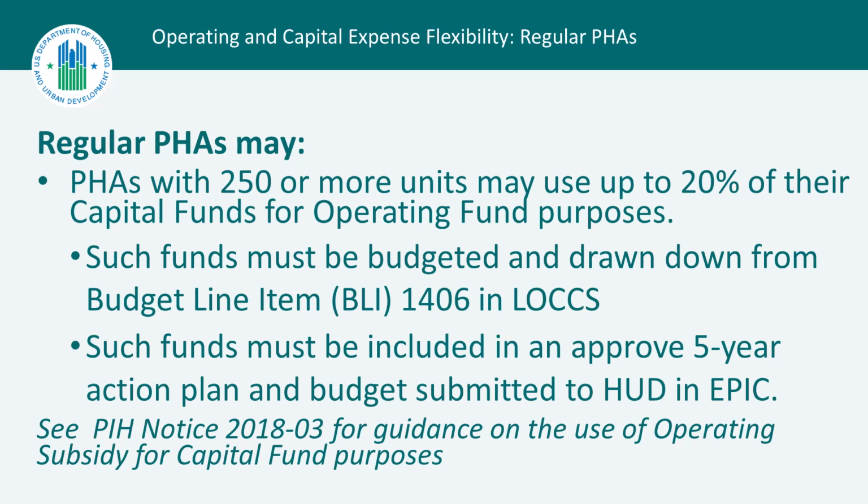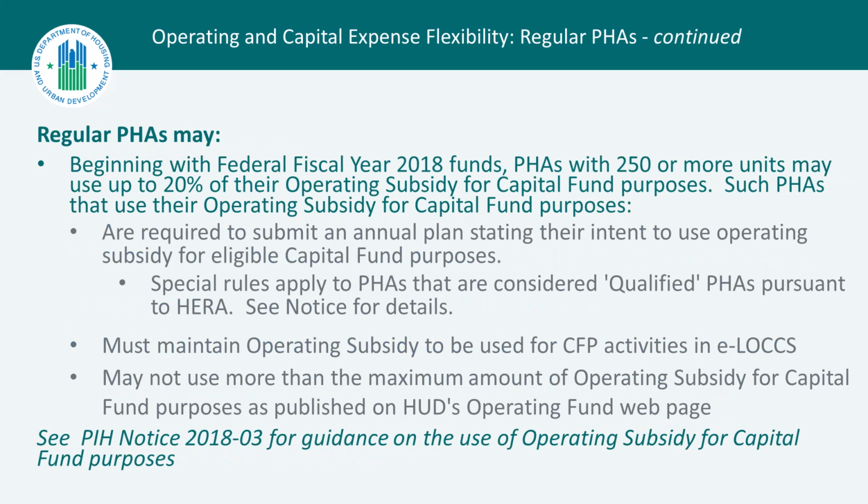Non-MTW agencies with 250 or more public housing units also have some flexibility with use of funds. These PHAs can use up to 20% of their annual capital funds for operating fund purposes. Such funds must be budgeted in Budget Line Item 1406 in LOCs and included in approved 5-year action plans and budgets in EPIC. Such PHAs can also use up to 20% of their operating subsidy funds for capital expenses. HUD calculates the maximum amount in dollars of operating subsidy that can be used for capital fund program activities and publishes that on the operating fund website.